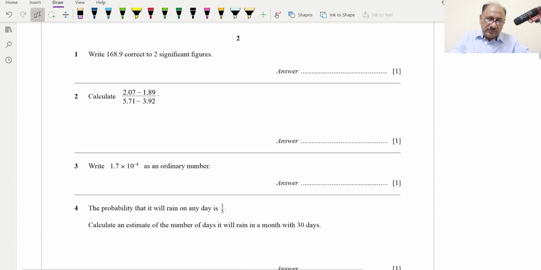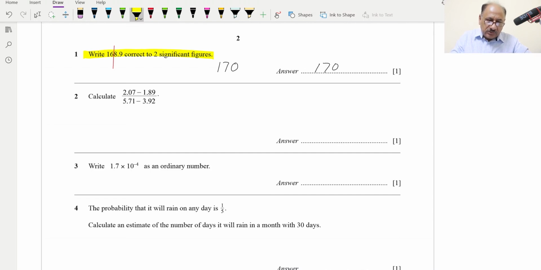Question number 1 says write this correct to two significant figures. So two significant figures mean we don't want 8.9, so we will be rounding as 17 because 8 is more than 5, so 170, and 170 will be our answer.